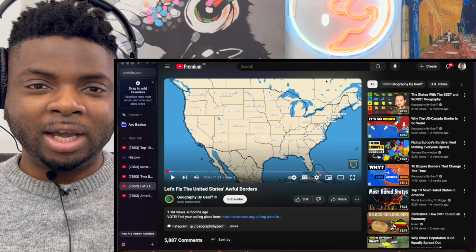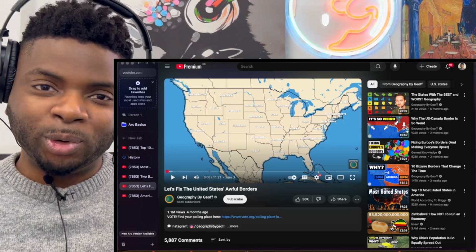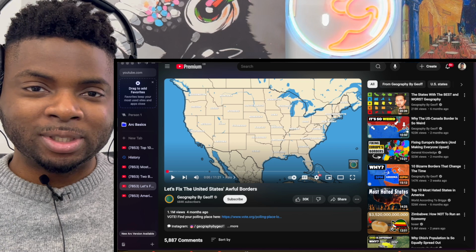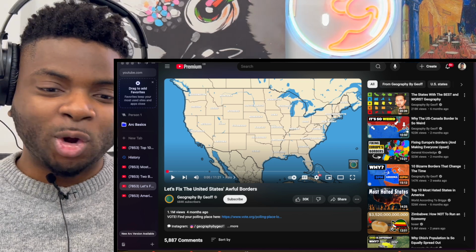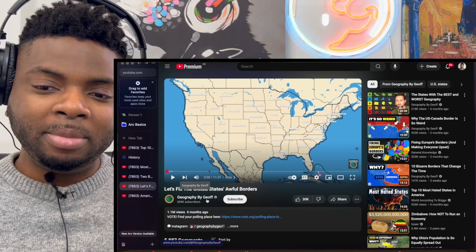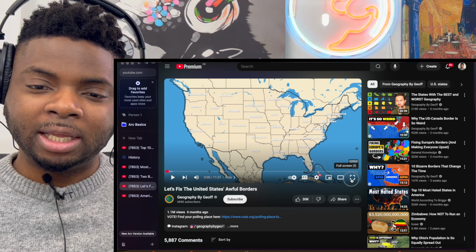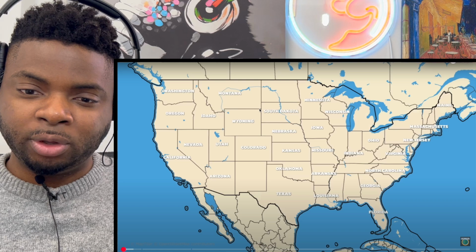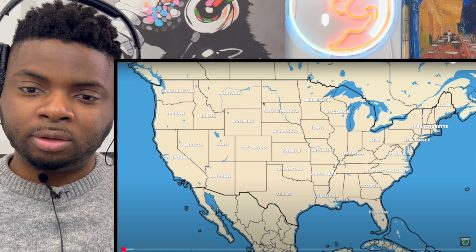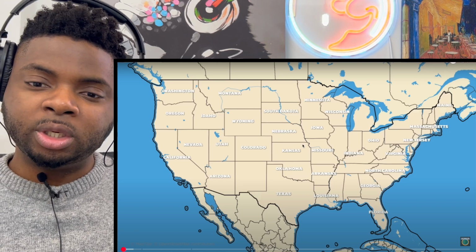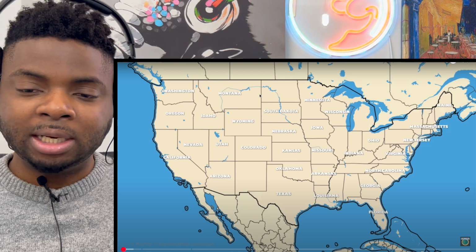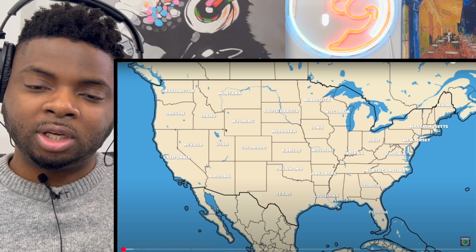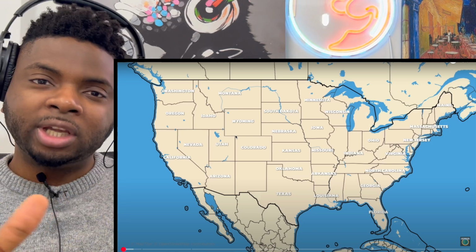Let's fix the United States' awful borders. And it's not me who's saying that, guys. It's Geography by Jeff. What does he mean by awful borders? Because to me, at least from looking at the map from this view, everything seems fairly good. But I suppose when you zoom in, it's not quite as clean as this. Maybe there's certain borders that go over rivers that are kind of crooked, maybe.